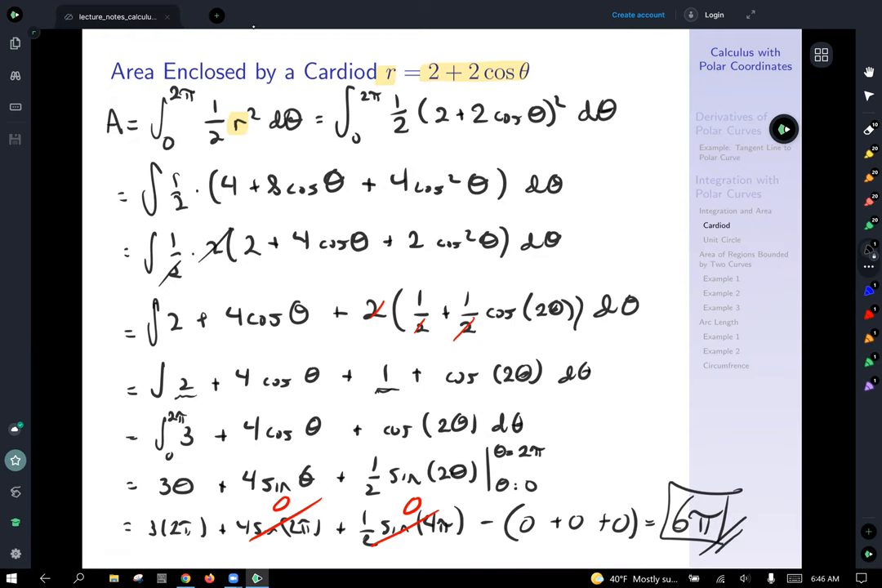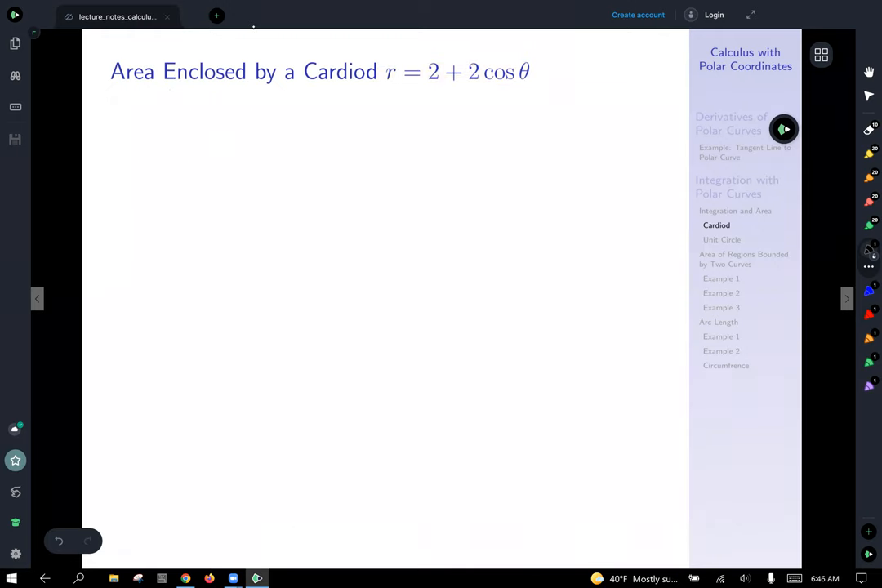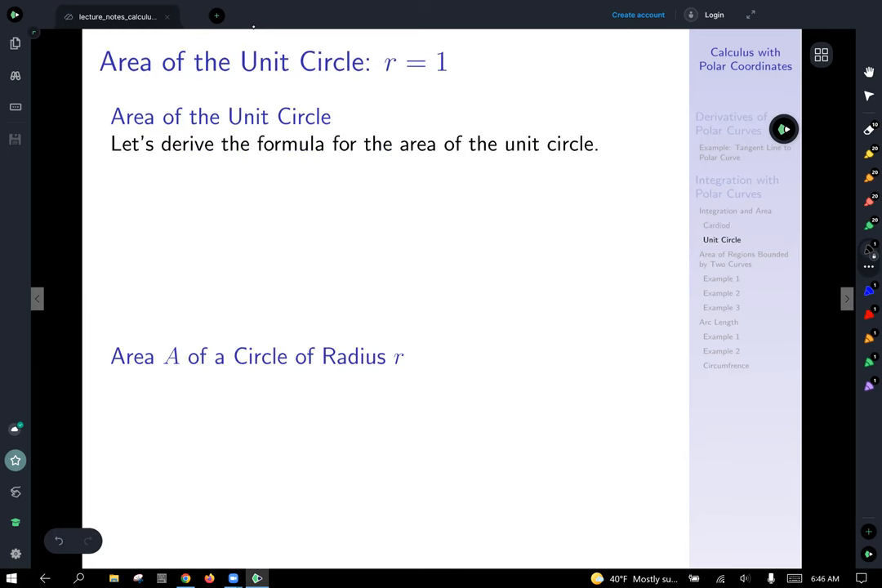Nice. We had another second blank slide, which we didn't need. So we'll move on to the next example.